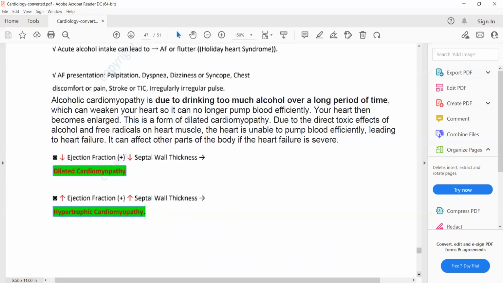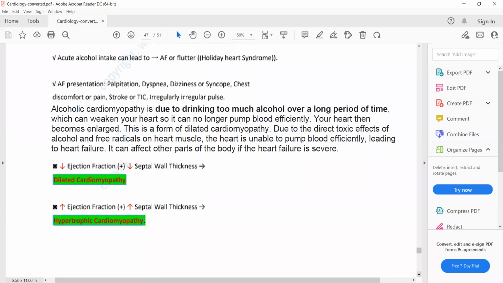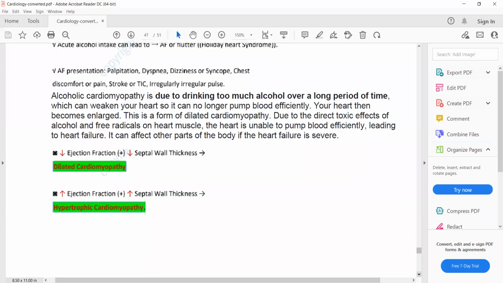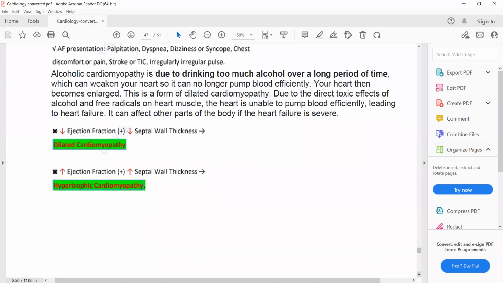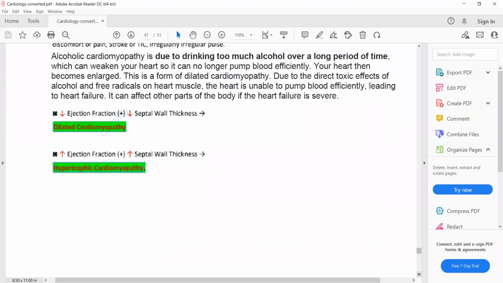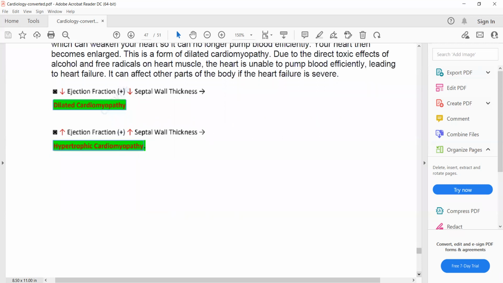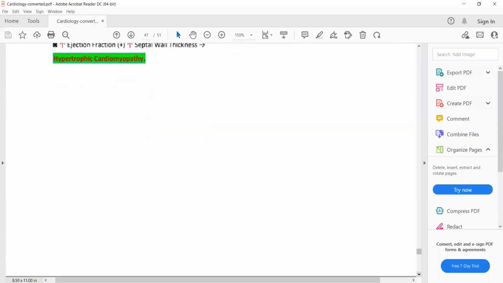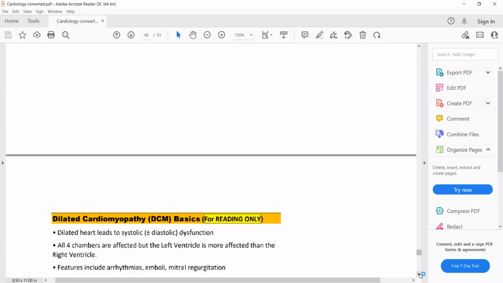So how are you going to diagnose dilated cardiomyopathy and hypertrophic cardiomyopathy? They are diagnosed on echocardiogram. If ejection fraction is decreased and septal wall thickness is decreased as well, then it will be dilated cardiomyopathy. And in hypertrophic cardiomyopathy, as there is hypertrophy of the heart muscles, ejection fraction will be increased and septal wall thickness will also be increased.